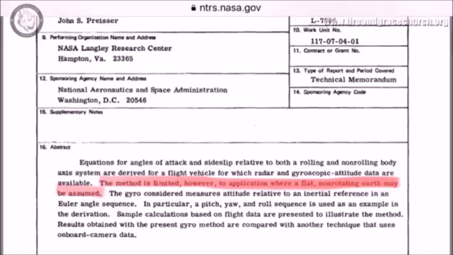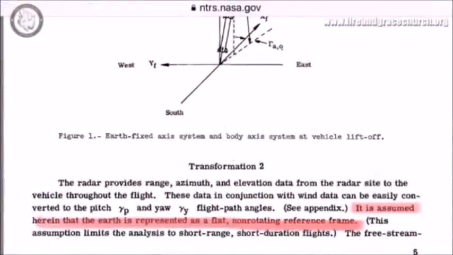Wait a minute, how many documents are we into here? To say that the method is limited to a flat, non-rotating Earth means it does not work for a spherical Earth. This is interesting because it gives you this little frame of reference. Look at north, south, east, west, right? And they're telling you that again, that represents the Earth fixed axis system. Everybody see that, right there?